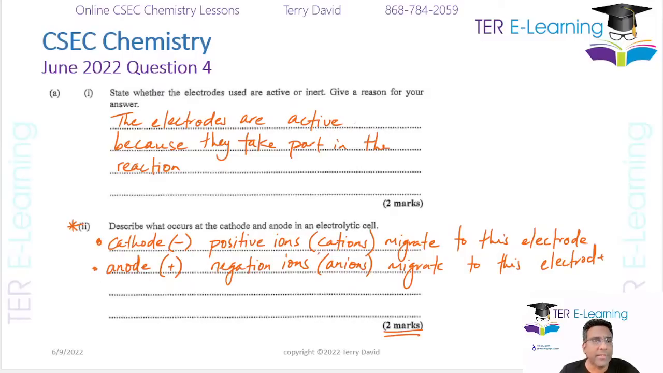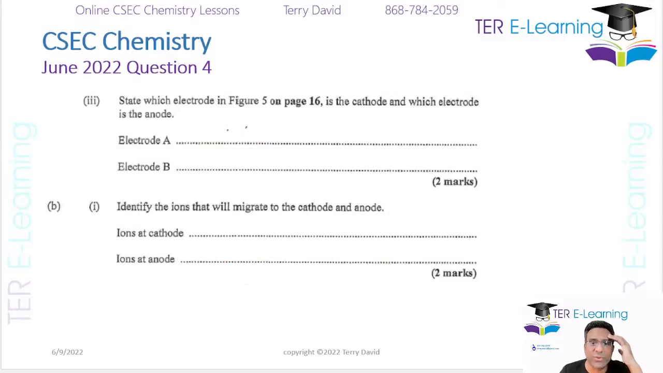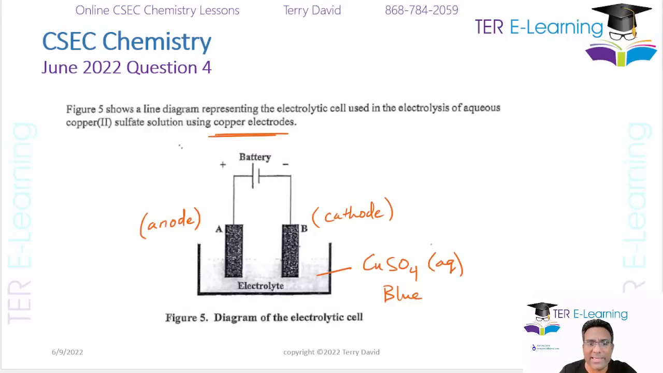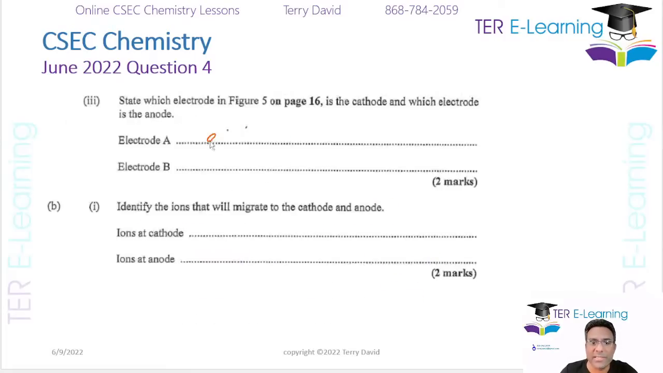All right, let's do the next part now. State which electrode in figure 5 on page 16 is the cathode. Well, I already identified that, right? I already said that A is the anode. So that's easy, 2 marks here. So this is the anode, and this here is the cathode. 1 mark each, right?